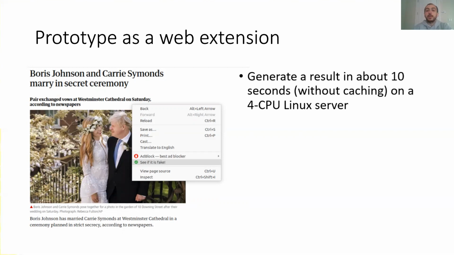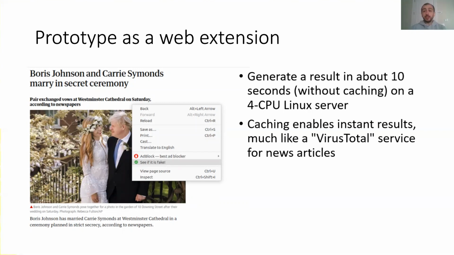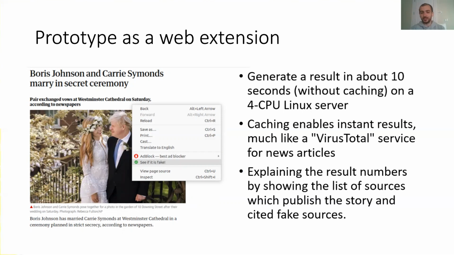And this 10 seconds was achieved with a server which has only 4 CPU cores. We believe that if it was a more powerful server, then that 10 seconds will go down, probably down to 4 or 5 seconds. If we had caching, we would get instant results, and our service would be a VirusTotal for news articles. We are also able to explain the result numbers by showing the list of sources which published the story and cited fake sources to give readers an idea why this is the result.